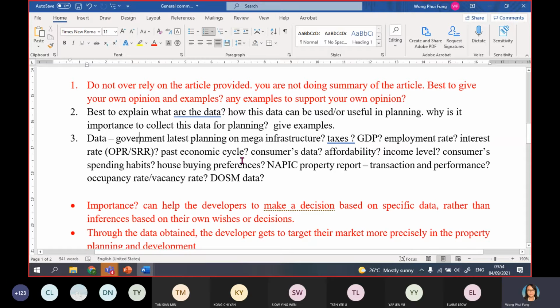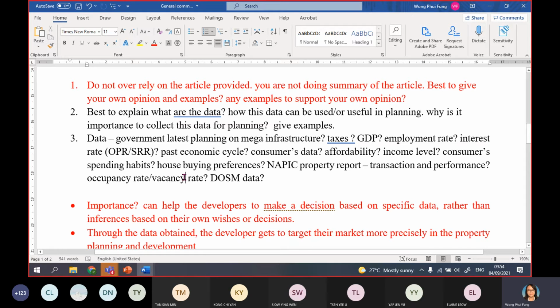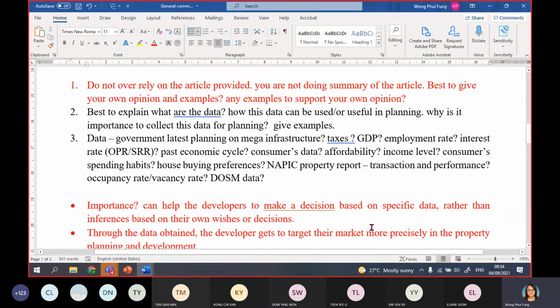Explain why it is important to know housing buying preference. Why is it important to know their demand, their preference, their spending habit? Why is it important to know their income level, their affordability? Because it helps you to make a decision based on the data rather than based on your own wish and decision. I can see some of you managed to write the importance.